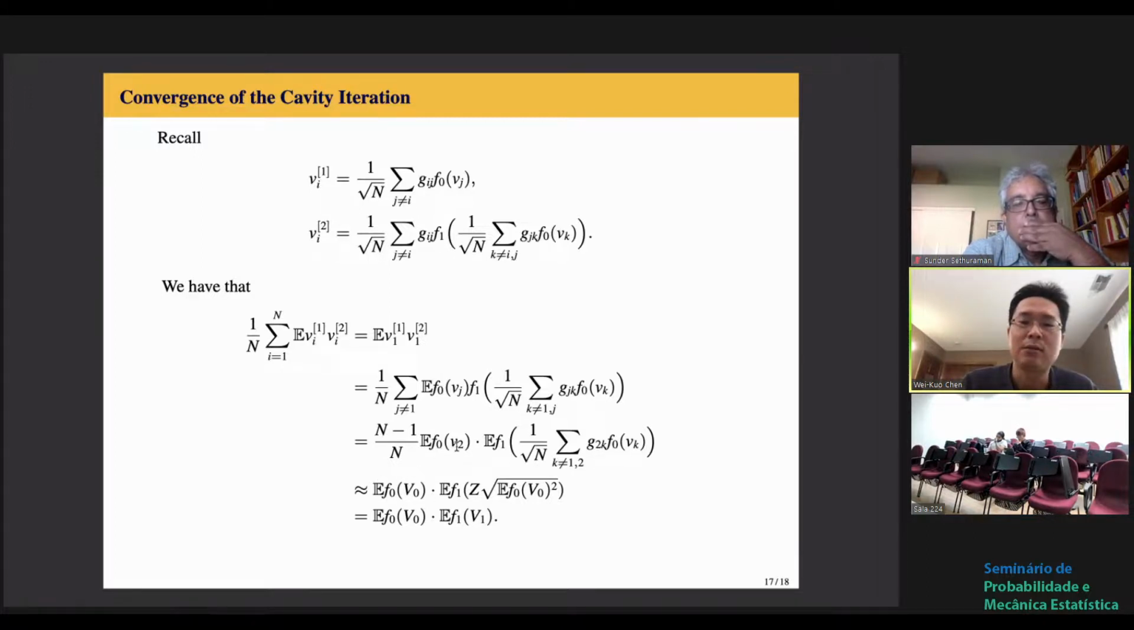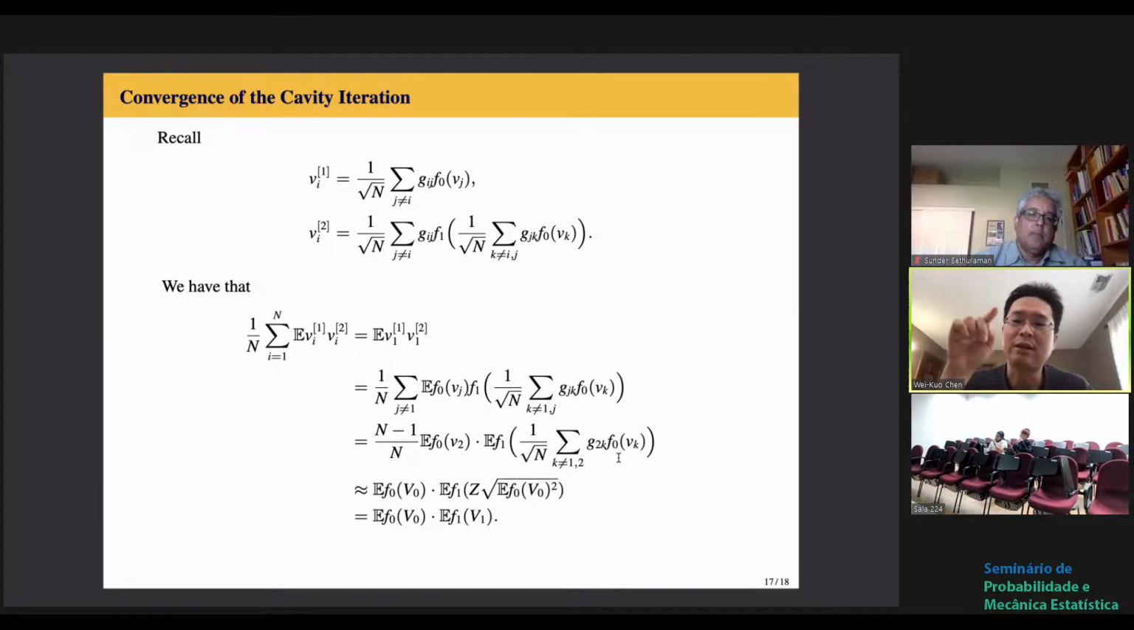Now we are almost there, because right now this factor is essentially the expectation of F0 V0. Be careful, this is just the second index of the initialization V. So we know this converges to V0 already. And then this one here, G_2k, you want to compute this. You can write this complicated sum as a normal random variable with an appropriate mean and appropriate variance.